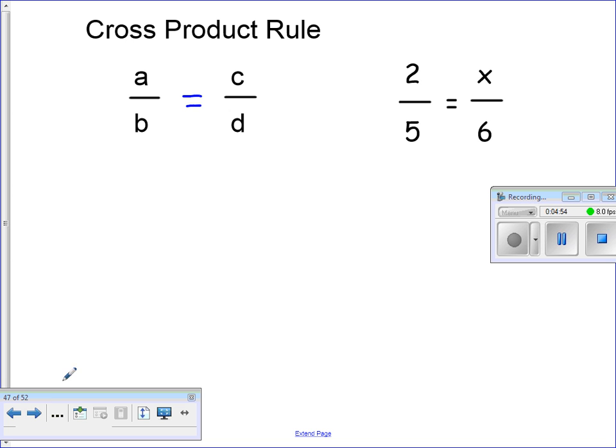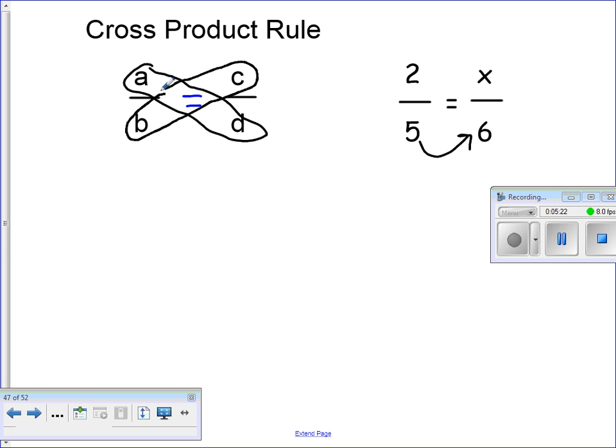Finally, let's take a look at our cross product rule. In these situations, I'm going to use my cross product rule because there is no whole number I can multiply 5 by to get 6. It's not an easy path to go, as in our last examples. So what we need to use is our cross product rule. That tells me that if I multiply my cross products, I can find the missing variable because they should be equal to one another. A times D equals B times C. That's the rule.